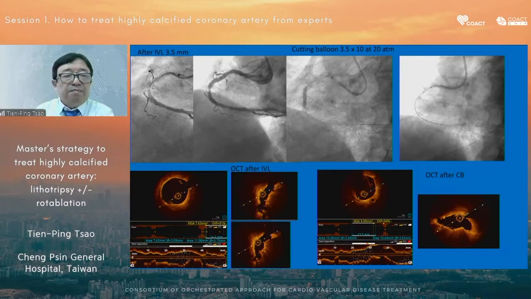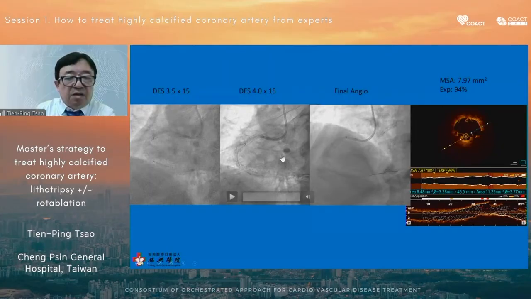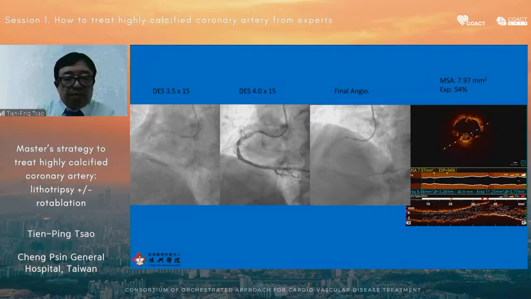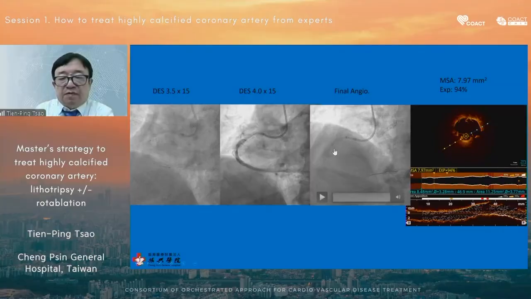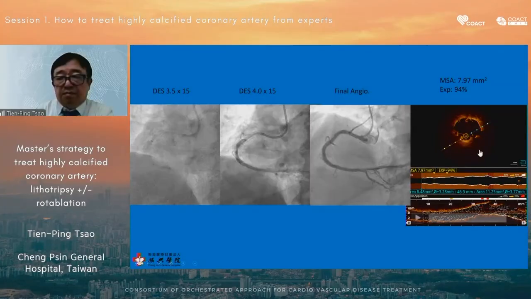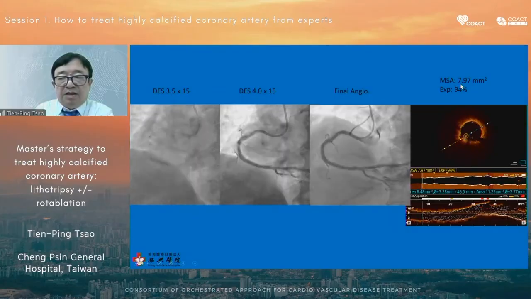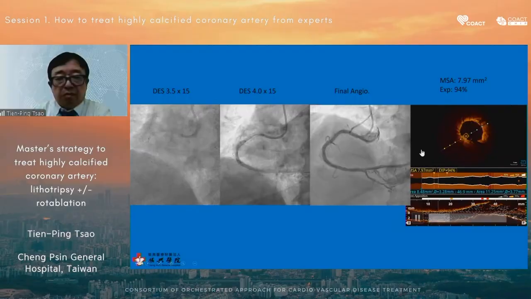perfect expansion. However, we use DES to the distal RCA, and this is DES 4.0 by 15 at the mid portion of the RCA, and to overlap with the two stents. So this is the final angiographic result. I think the MSA, minimal stent area, was 7.97. It is quite enough.